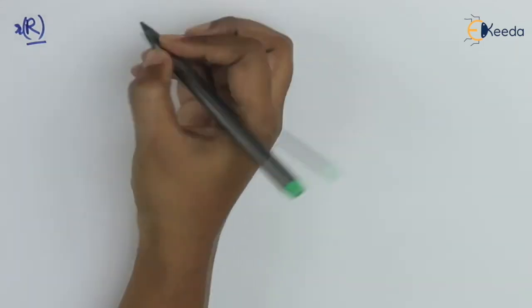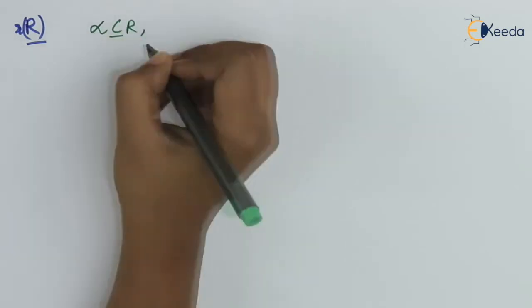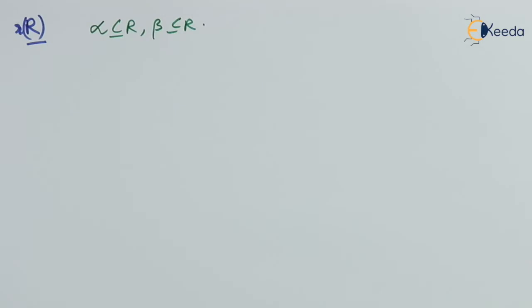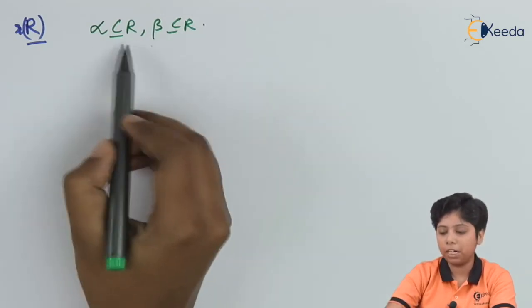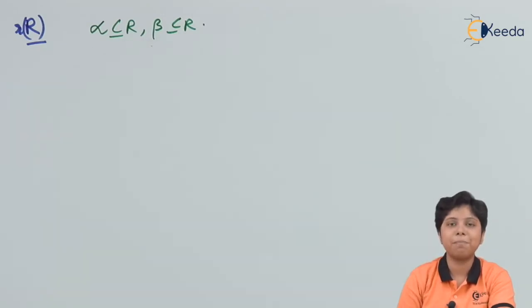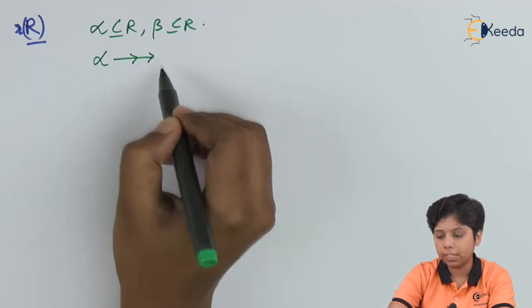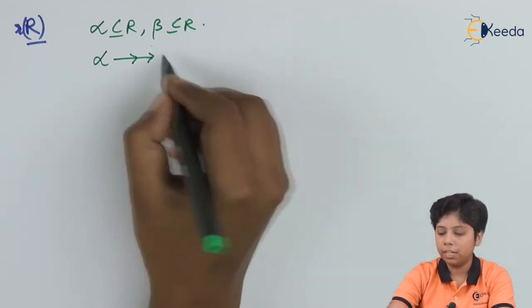Now, if R is a relation with attribute set R, and alpha and beta are parts of R, that means they belong to the attribute set R, then there exists a multivalued dependency, denoted by an arrow with a double head, alpha to beta.